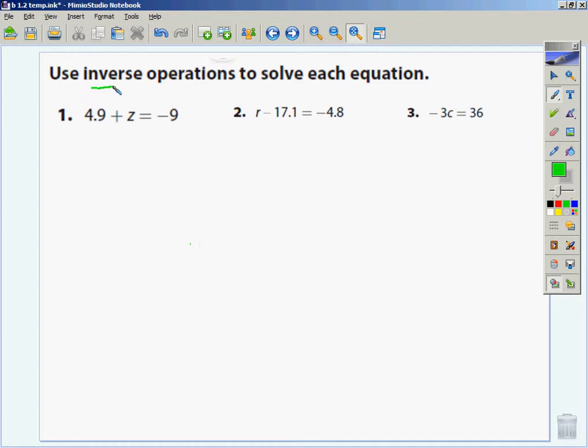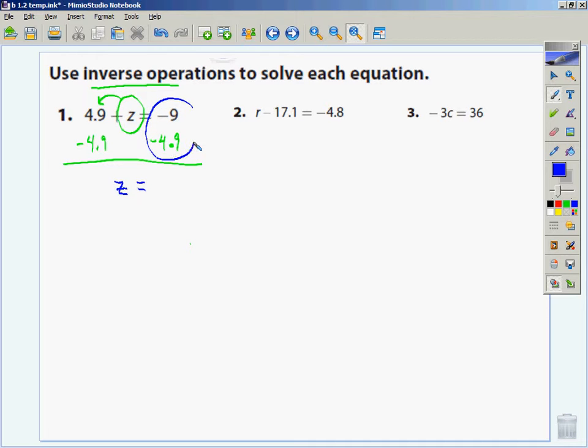Remember that if they're asking you to use an inverse operation, they're asking you to do the opposite of what's happening. The whole goal is to get the variable by itself. What's the opposite then of adding 4.9? Negative 4.9. Subtracting 4.9, or negative 4.9. And we'd write that down on both sides. What's going to happen to the 4.9s on the left? They're going to cancel out, leaving only what? The z. Right?